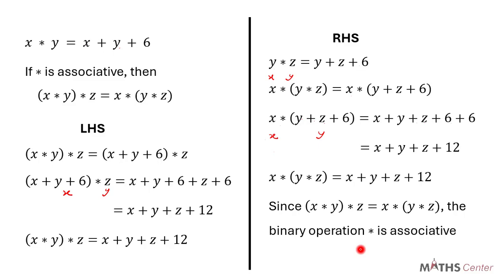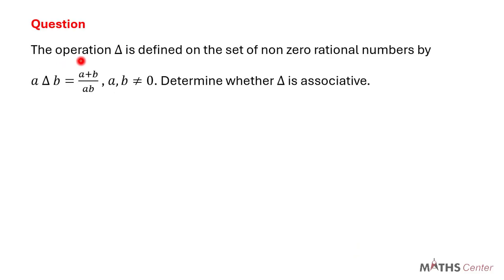Let's consider the next question. The binary operation delta is defined on the set of non-zero rational numbers by a delta b is equal to (a plus b) divided by ab, where a and b are not equal to 0. Determine whether delta is associative.